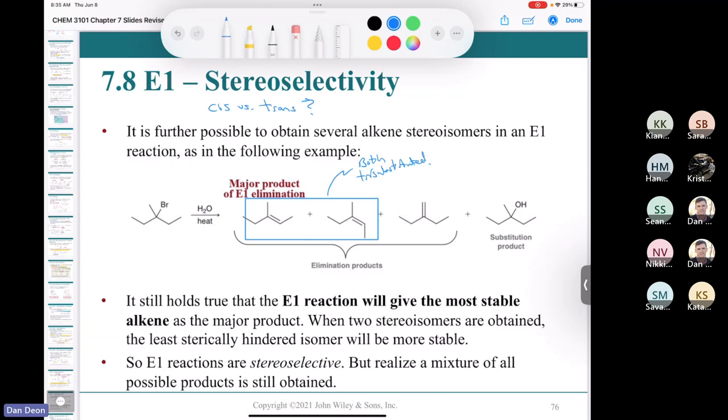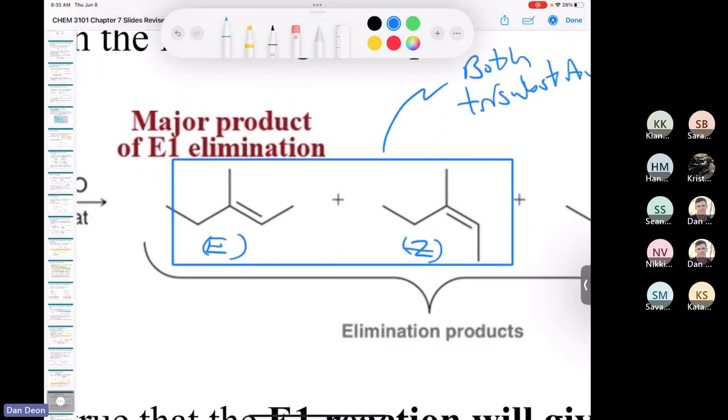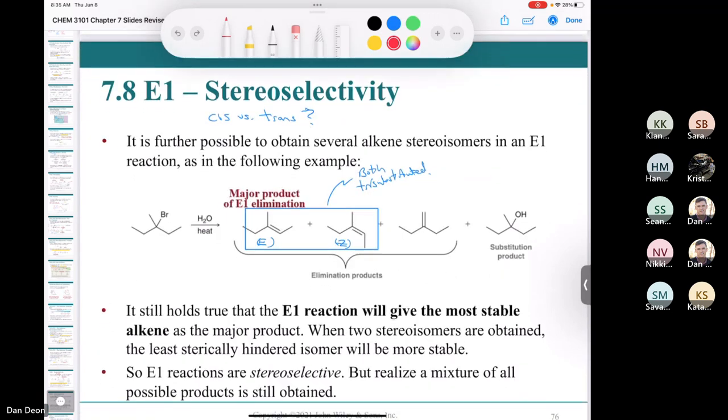The reason that this one is the major product is because this is the E alkene, and this one here is the Z alkene. The E alkene is the more stable isomer. It's less sterically hindered. If you don't follow me on that, look, on this side, we have two methyl groups that are blocking each other. On this side, we have a methyl group and an ethyl group. An ethyl group is bigger, and so the Z product is going to be less stable. Simple as that. Give me a thumbs up if you see that the E is more stable than the Z in this particular case. Okay, cool. All right, good.